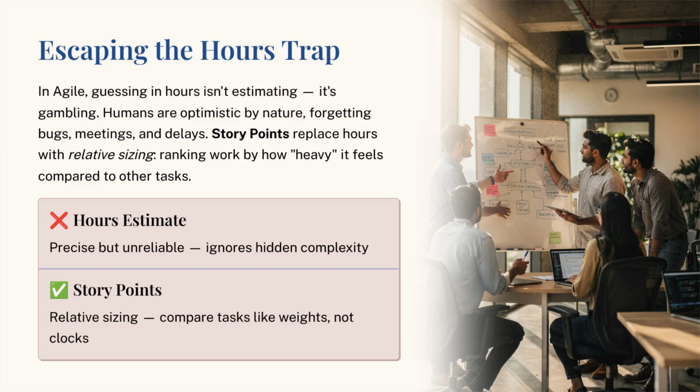This is the hours trap, the most common mistake in project management. In the Disciplined Agile framework, we move away from this because humans are notoriously bad at predicting time. We are optimistic creatures. We always assume everything will go perfectly, forgetting about the server updates, the team meetings, and the inevitable bugs. When we guess in hours, we aren't estimating, we are gambling.